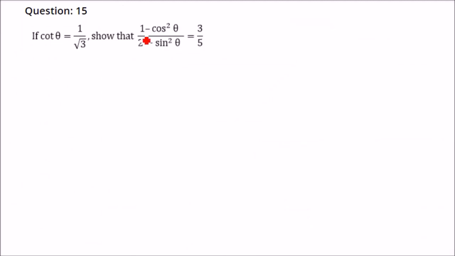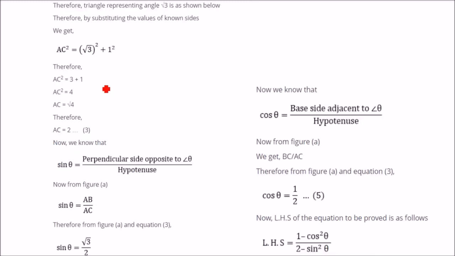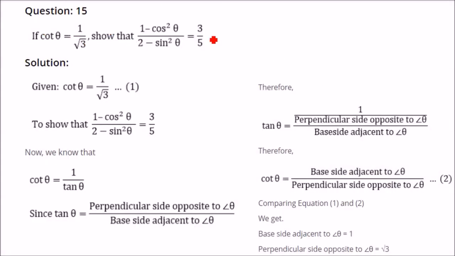If cot theta is 1 by root 3, we have to find 1 minus cos square theta. We have to prove that 1 minus cos square theta by 2 minus sin square theta is equal to 3 by 5. So let us find the other values. We'll find the other values and just put these values. So cot theta is 1 by root 3. Let us say that this is our triangle. This is theta. Cot theta is base by perpendicular. So base is 1, perpendicular is root 3.